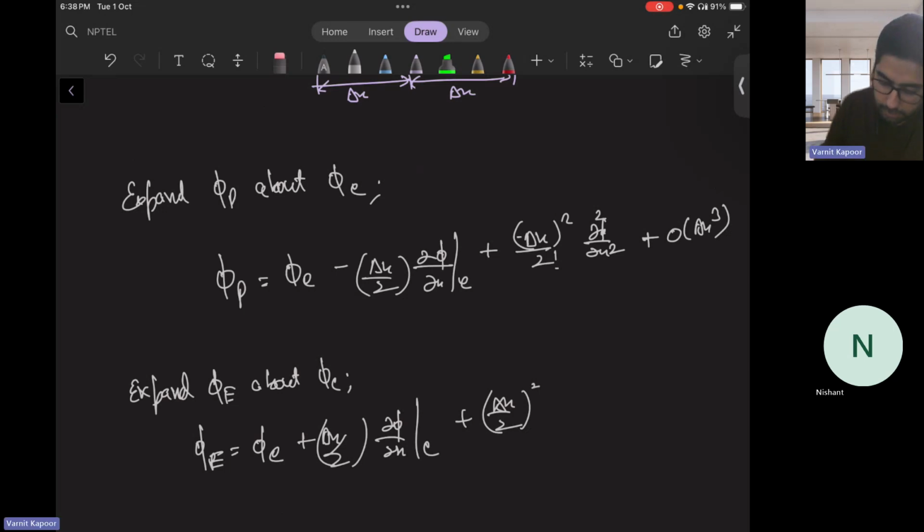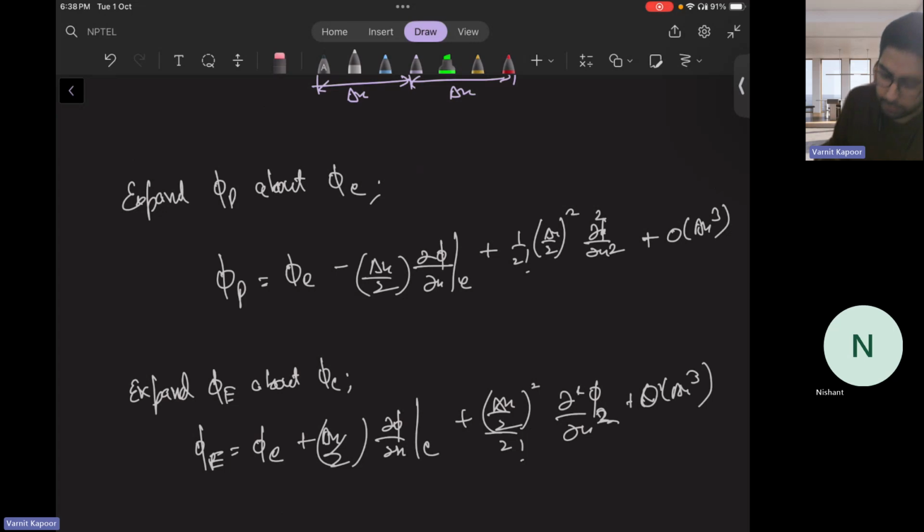I missed one term, mistyped here: 1 by 2 factorial, (del x by 2) whole square, by 2 factorial, d2 phi by dx square, plus order of del x cube. Okay. So from the first equation, if you rearrange, phi e you can write. So this term will come out to be here.